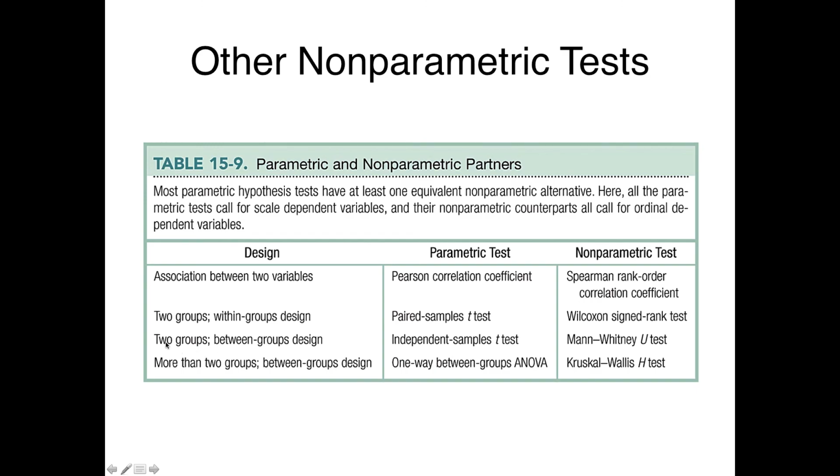And similarly, if we had a between groups design where it's two groups, we would use an independent samples t-test if it's a ratio or interval dependent variable. But if that dependent variable is ordinal, we use what's called the Mann-Whitney U-test. Finally, if we have, say, one independent variable with 3 or more levels and it's between groups, you learned earlier how to do a one-way between groups ANOVA when that dependent variable was either interval or ratio, a scale dependent variable. So a parametric test. The non-parametric counterpart to that is the Kruskal-Wallis H test.